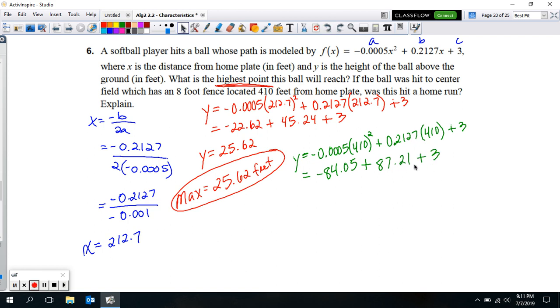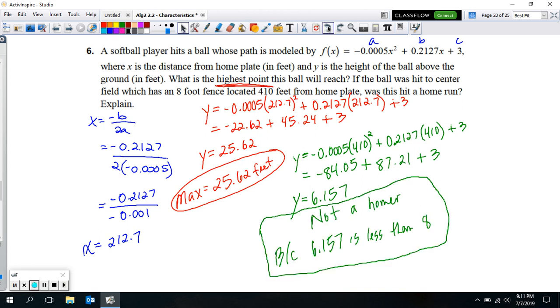And then we can add these two together. That makes it 90.21 here. Take 84.505 away from that. That gives you a 6.15. So that would be the height of the ball at 410 feet, which means since it's not more than 8 feet, it's not going to be a home run. It's going to hit the fence. So the answer for this one is no, not a homer, because 6.157 is less than 8. So it's going to hit the fence instead.